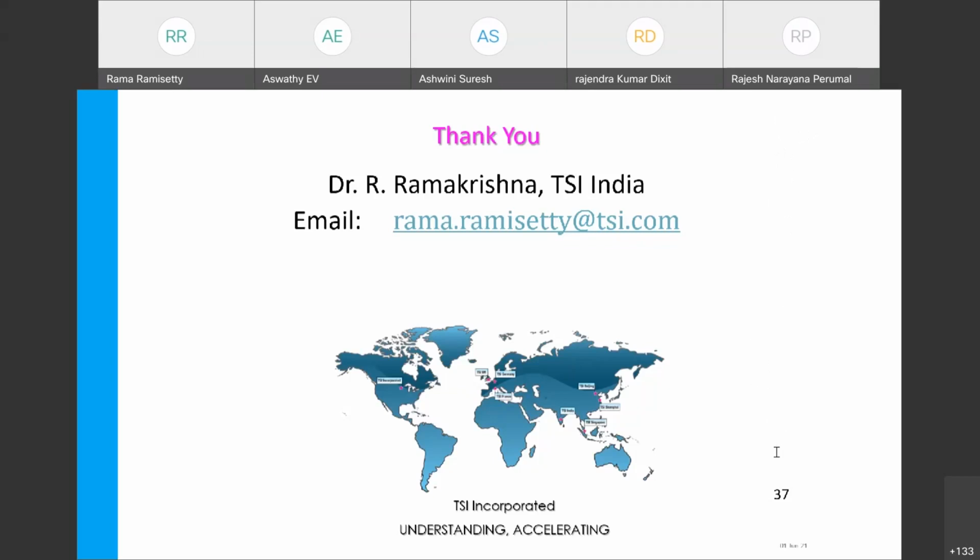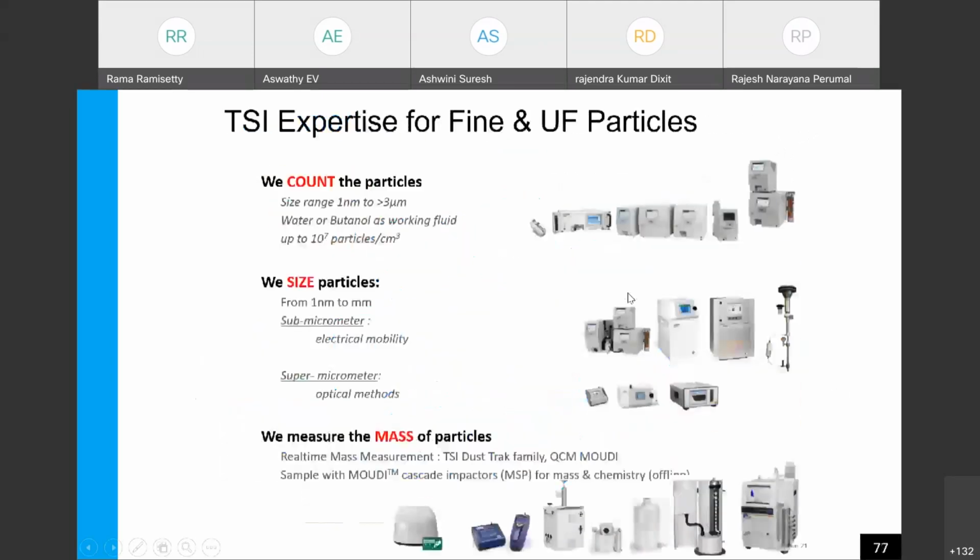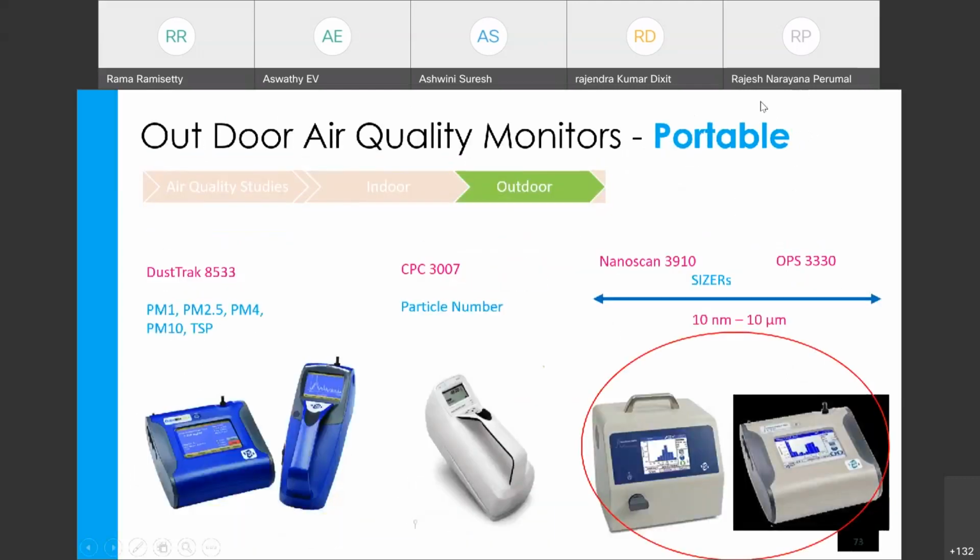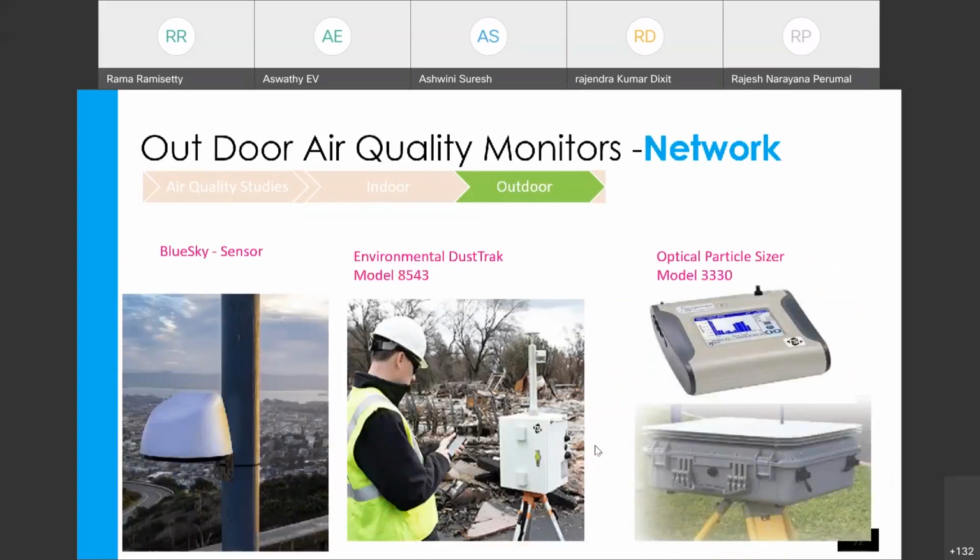The other question: kindly mention low cost indoor air quality monitoring devices. These are all low cost. I don't know what the limit is for low cost, but all this equipment is low cost equipment. It again depends on whether you want it for indoor or outdoor, and I can give you more details.